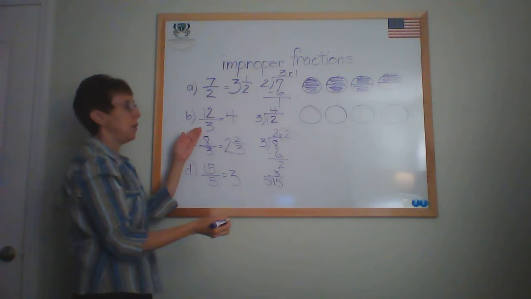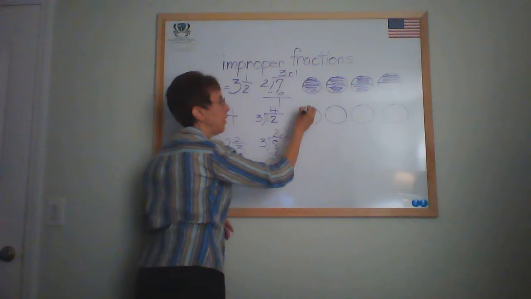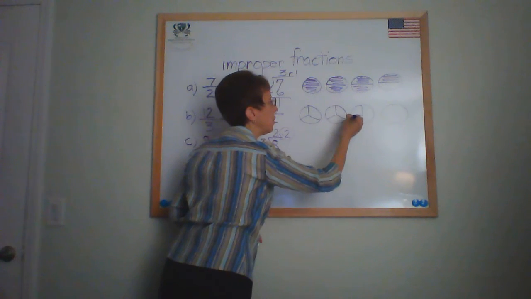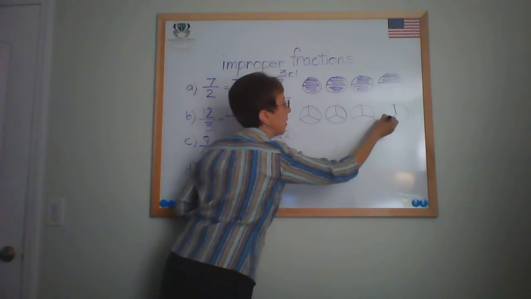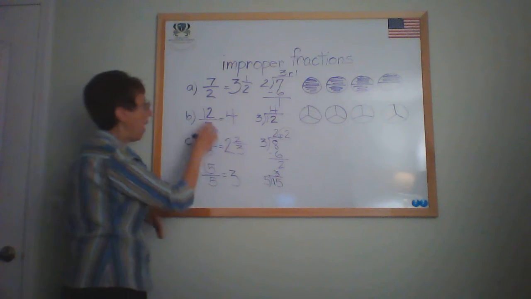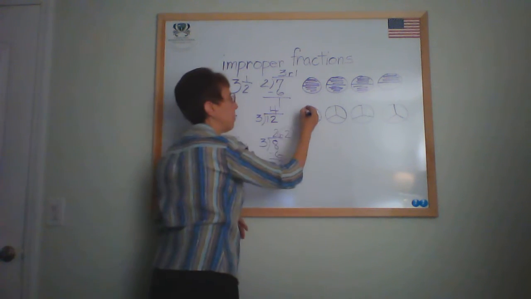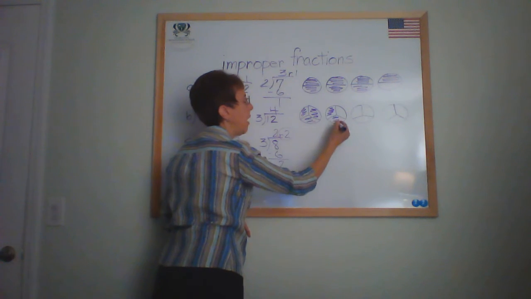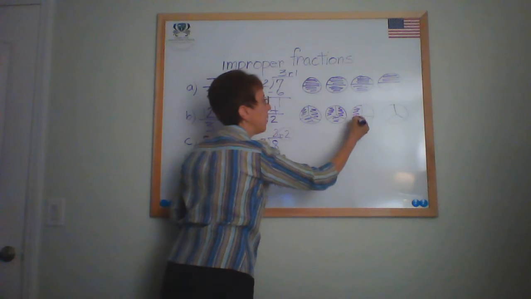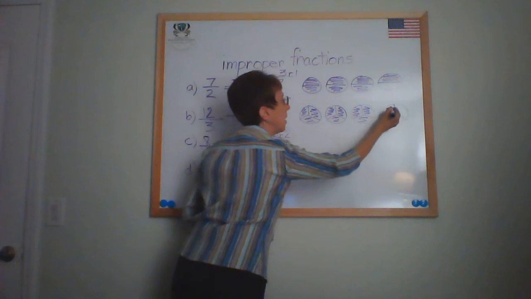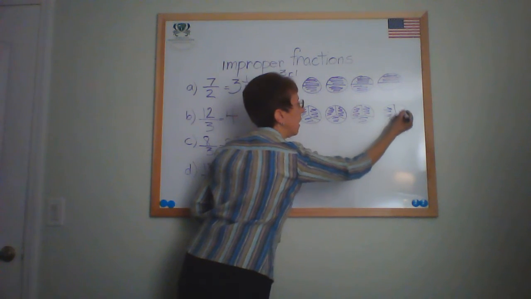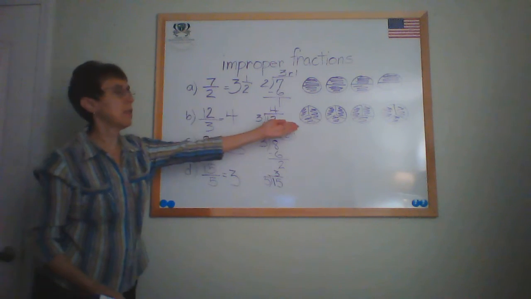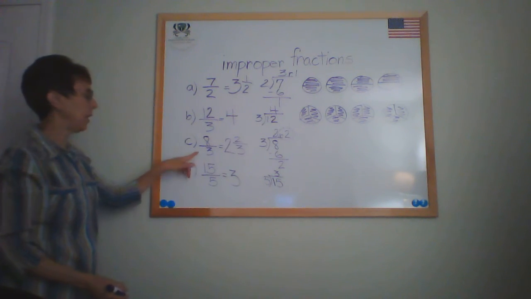Again, our denominator is thirds, so we need to have our figures divided up into thirds. And 12 of those thirds need to be shaded in. 1, 2, 3, 4, 5, 6, 7, 8, 9, 10, 11, and 12. 12 thirds are shaded in, which is the same as 4 whole circles shaded.